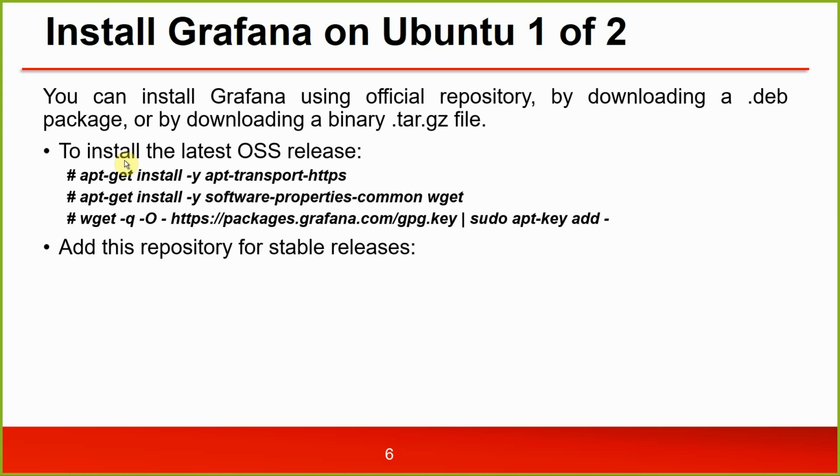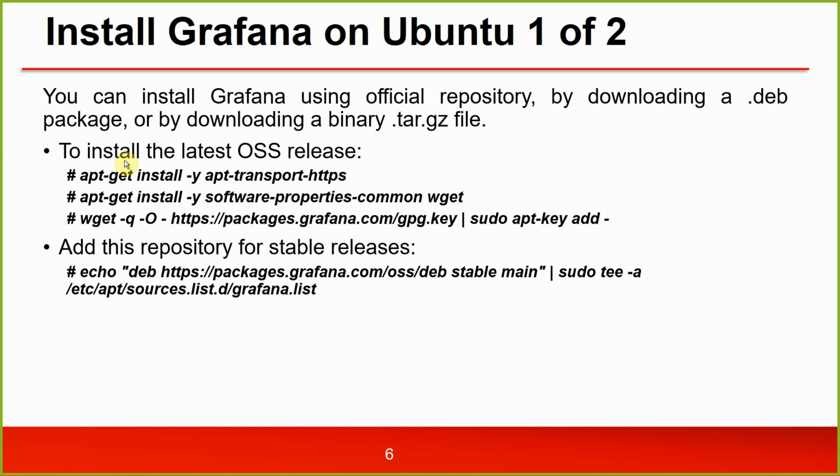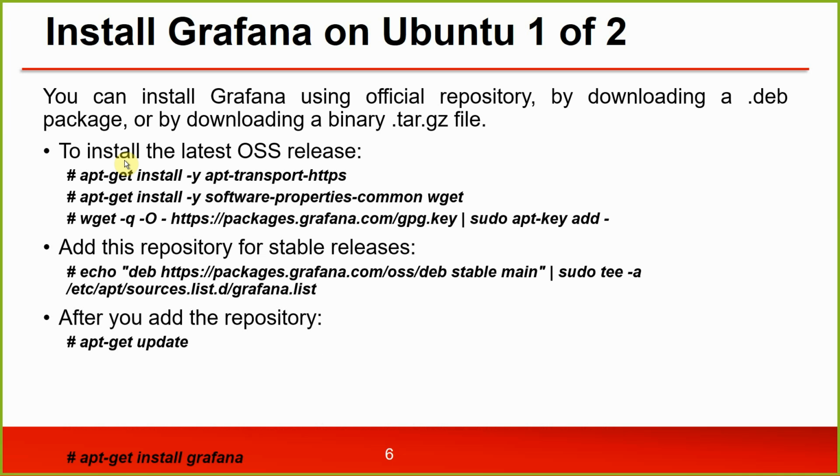First set up the key and then set up the repository. Deb https packages grafana oss deb stable main, and then send it to /etc/apt/sources.list.d/grafana.list. So this will set up the repository the way we set up the yum repository on CentOS. This will set up the repository on Ubuntu. Once it is done, you can simply install Grafana after update, that is apt-get install grafana.